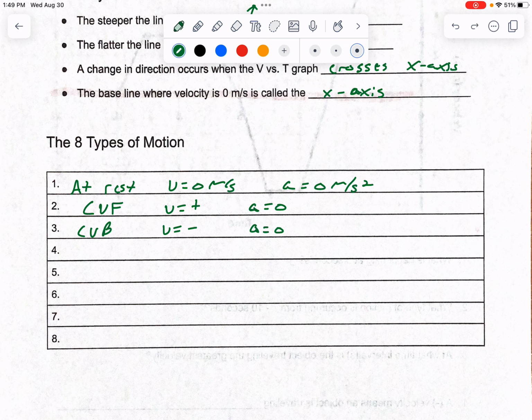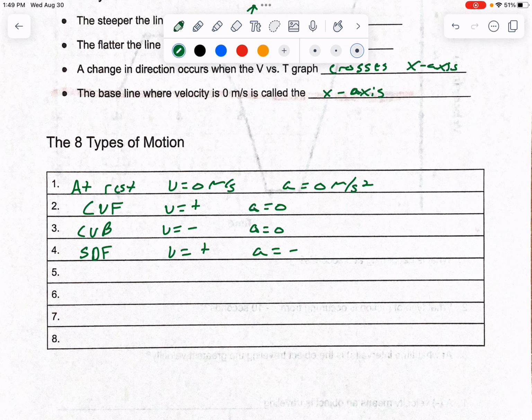Okay, number 4 would be slowing down forward, so I'm just going to write SDF. That just means you're slowing down in the forward direction. So velocity is still going to be positive because you're going forward, but your acceleration is going to be negative. The reason why acceleration is negative is because it's going against the motion that you're trying to go.